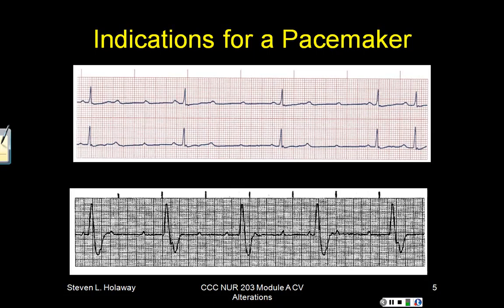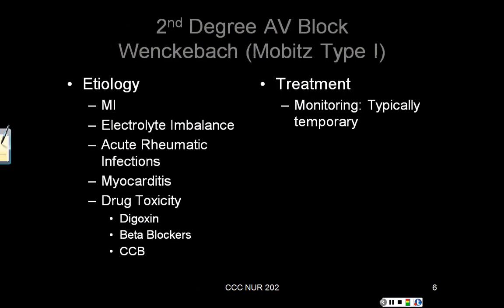Now there is another second degree AV block that I wish to discuss with you, because this can progress into a third degree or a second degree Mobitz type 2 block. And this is the second degree AV block or Wenckebach block, Mobitz type 1. Etiology of a Mobitz type 1 can be from an MI, electrolyte imbalance, acute rheumatic infections, myocarditis, drug toxicity from digoxin, beta blockers, or calcium channel blockers.